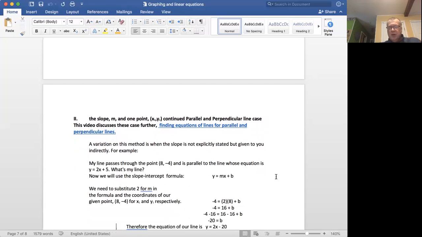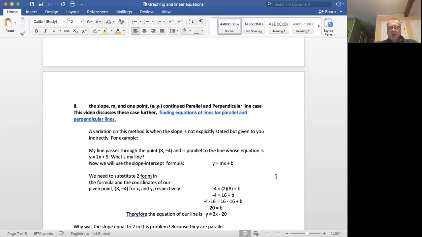It's a variation of the method where the slope is not explicitly stated, but given to you indirectly. So for example, my line passes through the point (1, 4) and is parallel to the line y equals 2x plus 5. What's my line? So the slope for this line, since y is isolated, is 2. Since our line is parallel to that given line, we're going to use that slope of 2 as well. So going back to what we did above, we put the slope in for m.